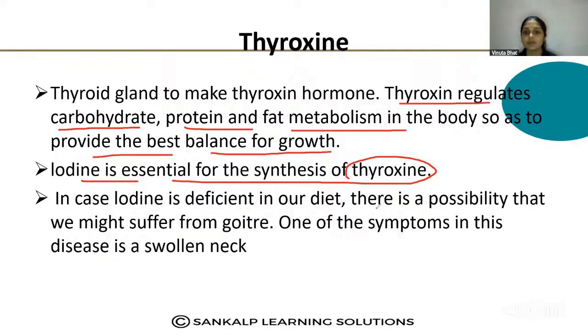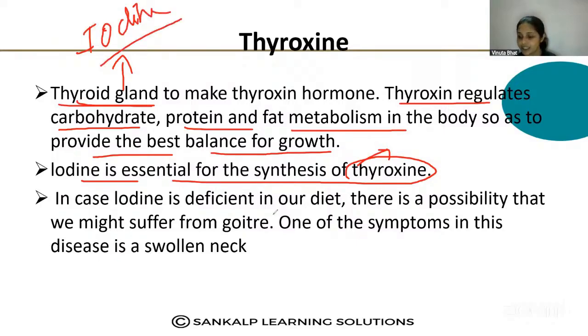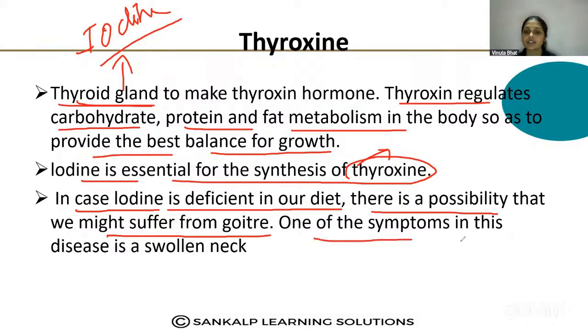So iodine, thyroid gland secretes the thyroxine, but for the thyroid gland to secrete thyroxine it needs the iodine. So the thyroid gland is able to function only when it gets the iodine. In case iodine is deficient in our diet, there is a possibility that we might suffer from goiter. One of the symptoms of the disease is a swollen neck. Here you can see the goiter disease.